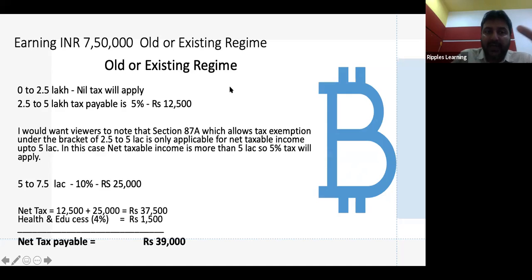So if you see the new taxation page, do you have any doubts? Anybody has any doubts here? Yes, Praveen. Yes, Ankita. It is 25,000 plus 12,500, and yes, Praveen, 4% of 37,500 basically. The health and education cess is a percentage of the net tax payable.